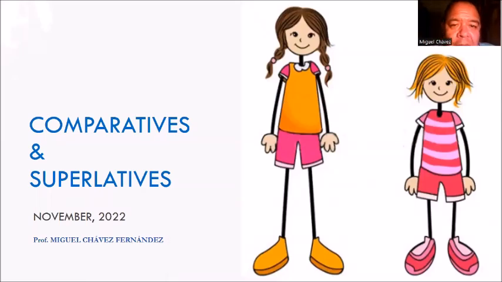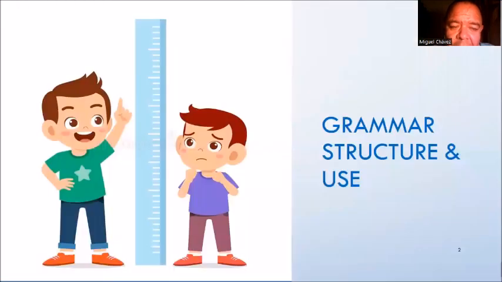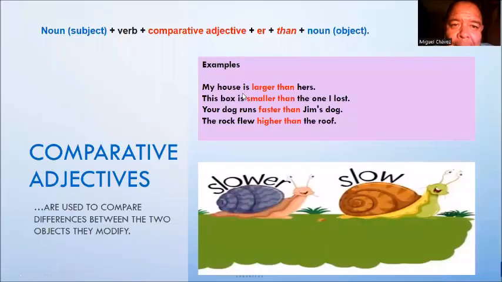Okay, let's start with our grammar topic today, which is about comparatives and superlatives. We are going to review this grammar structure and use, okay? Then remember, to make comparisons in English, we use adjectives. Last class, we saw the adjectives of equality, and today we are going to check the adjectives for comparative in inequality and superlative form.